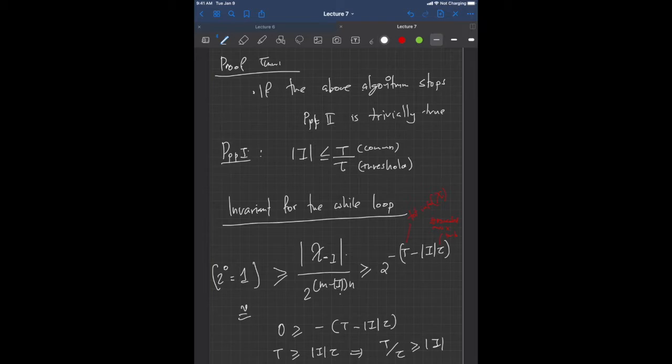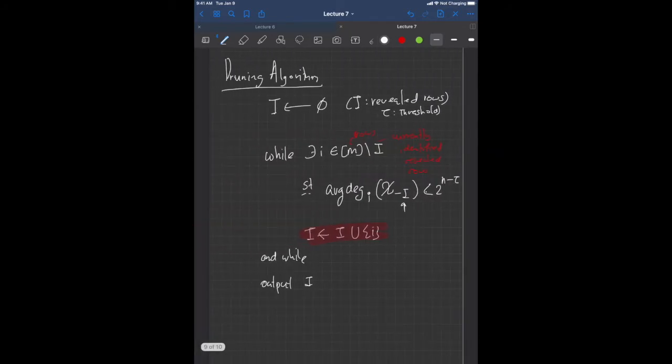Is that clear to everyone? Are there any questions at this point? Okay, so if not, let me continue. So we want to prove this invariant. We want to prove that every run of the while loop would maintain this invariant.